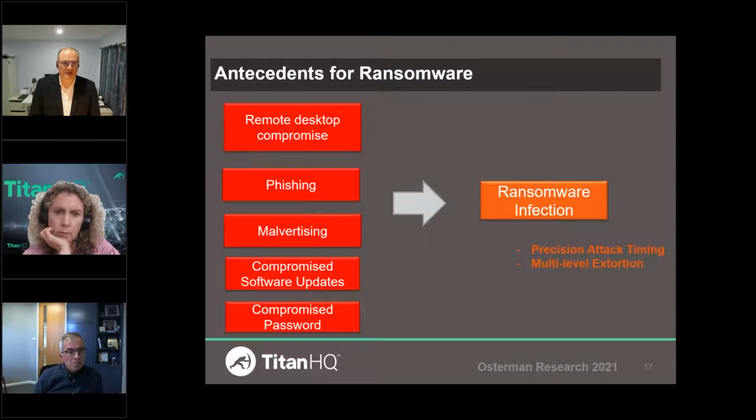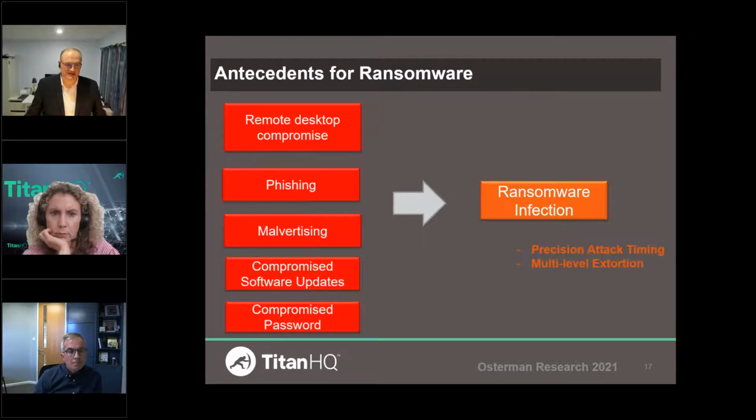Software updates that have been compromised is something that we saw definitely in the WannaCry era back in 2017, or a compromised password as a result of a data breach or a password dump or any of the other approaches that are in the wild for guessing or breaking someone's password. All of these lead to, or can be used to lead through to a ransomware infection. We're seeing some cyber threat gangs take a very precise approach to the timing of attacks in order to increase the leverage against the attacked organization in order to secure a payment.